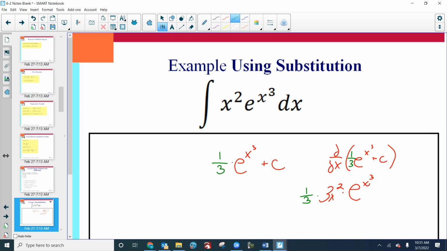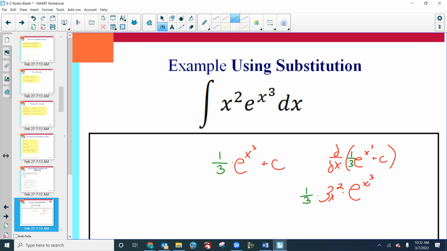So what's the correct antiderivative? 1/3 e to the x cubed plus a constant. Does that make sense, how to adjust? The worst thing you can do is just say, help me, I don't know where to start. Don't do it. Get that pencil, put it to the paper, start guessing and checking. You should know the overarching rule it came from.